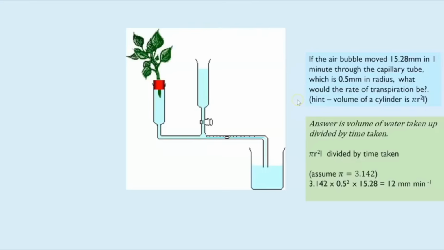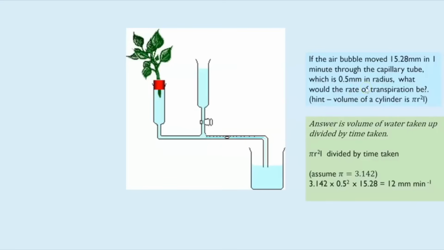The common maths question is to work out the volume of water taken up to represent transpiration. To work that out, because it's a rate, you need to know the volume of water that has been taken up by the plant. That would be divided by the time it took for that quantity of water to be taken up.